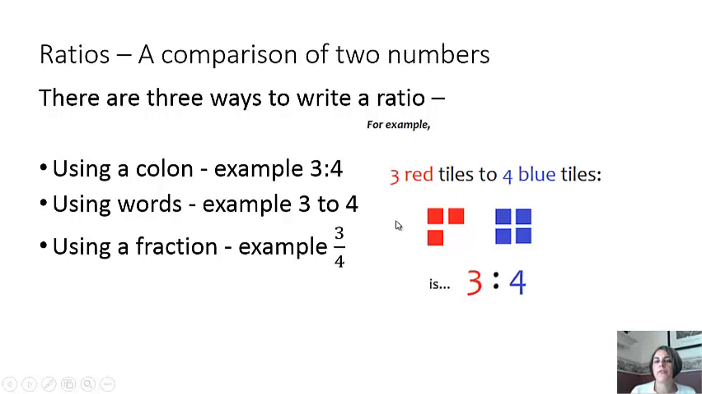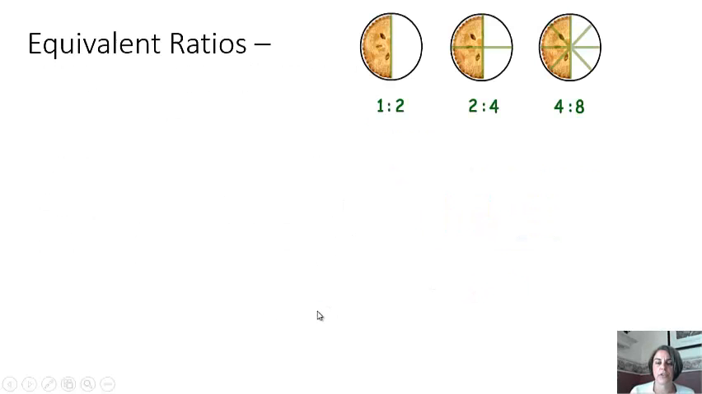In this example, we have 3 red tiles for every 4 blue tiles. So the ratio is 3 to 4. We could do 3:4, 3 to 4, or 3/4 in fraction form. And you'd use something like this if you were creating a tiled tabletop and maybe creating a beautiful mosaic. You put down 3 red tiles, then 4 blue. 3 more red tiles, 4 more blue. And so the ratio of red to blue would be 3 to 4.